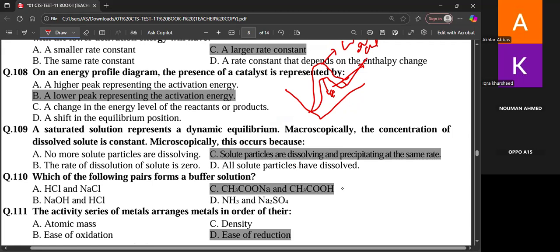Next MCQ is 109. A saturated solution represents a dynamic equilibrium. Microscopic solute particles are dissolving. It's a very easy one, so your option is C. Which of the following pairs forms a buffer solution? There are requirements of a buffer solution. One common ion is a must.